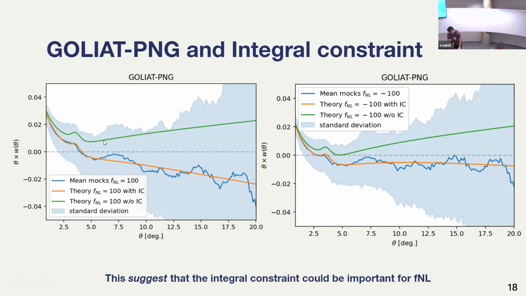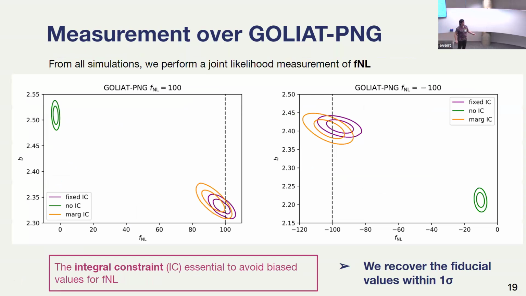So how do we see this in the measurement over the Goliath simulations? This is a similar case, but now measuring FNL. In the contours, you can see in green the measurement of FNL for the case of not including the integral constraint. And you can see how the constraints shift when you include this integral constraint. Basically, we recover the fiducial values of the simulation for both cases, FNL 100, here in purple, and FNL minus 100. So essentially, we're showing that this integral constraint is essential to avoid biased values of FNL, where we practically recover the fiducial values of the simulation within 1 sigma.